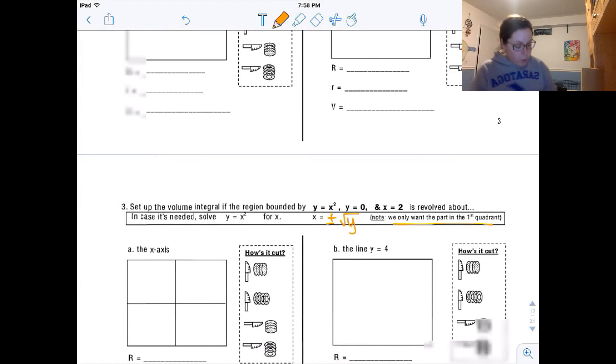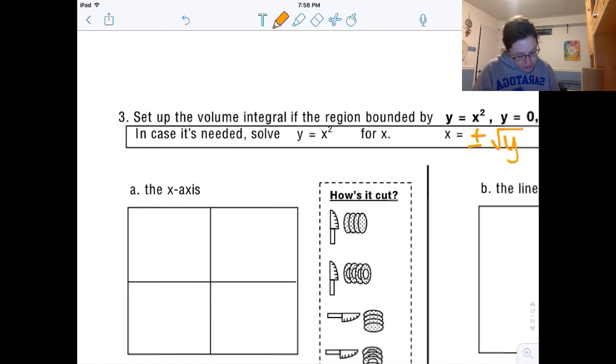So y equals x squared is going to look like this. And then it says x equals 2 and y equals 0. So this is the region that I'm talking about. That's my region that I'm working on here.